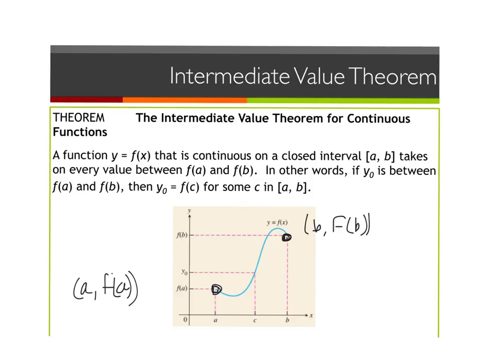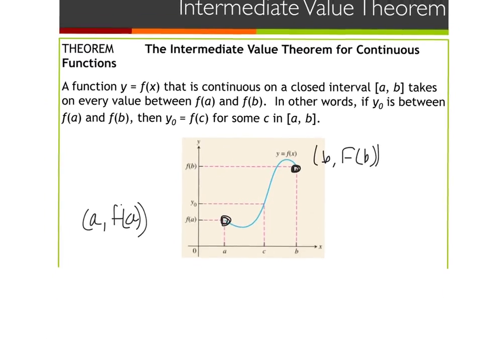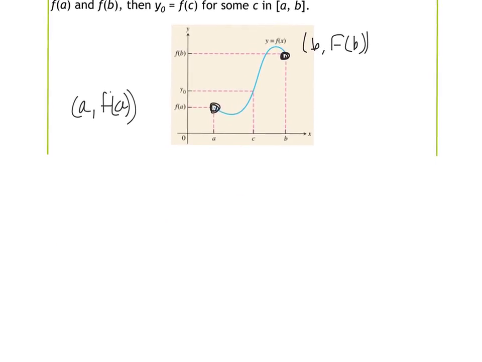It says, in other words, if y naught is between f of a and f of b, then y naught is equal to f of c for some c in [a, b]. And that's the actual definition. But let's just try this out and see exactly what it means.